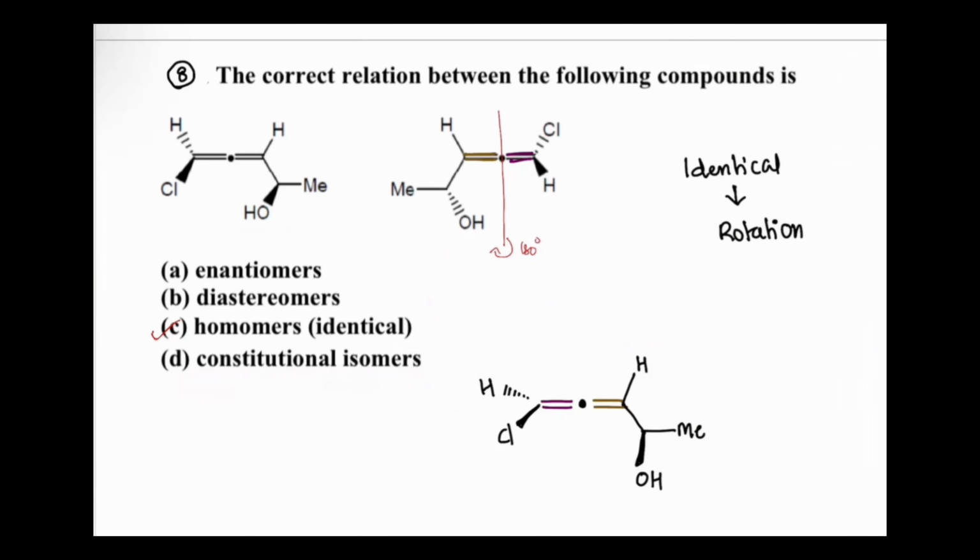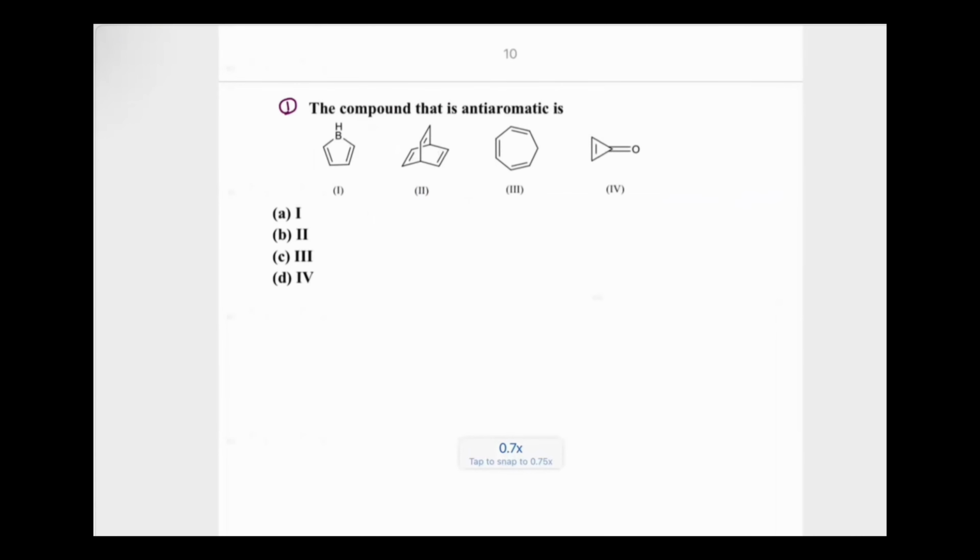So in the exam, if you are getting a question to find the relation between two molecules, first consider the case of identical molecules. If they are not identical, then only move to the enantiomer, diastereomer, and constitutional isomer cases. And now we are moving on to the next chapter, that is aromaticity. Here we'll discuss a few questions on the aromaticity chapter.